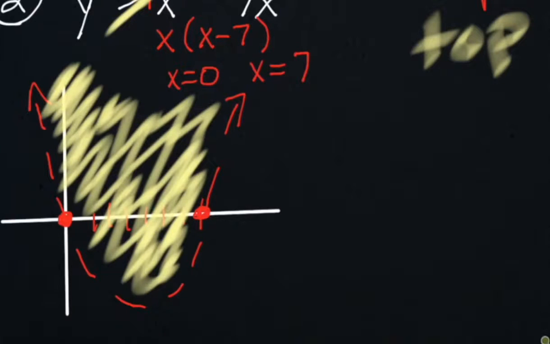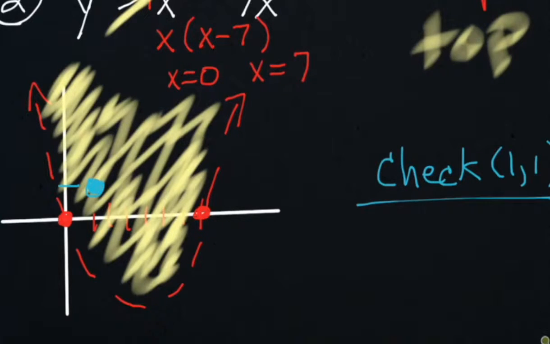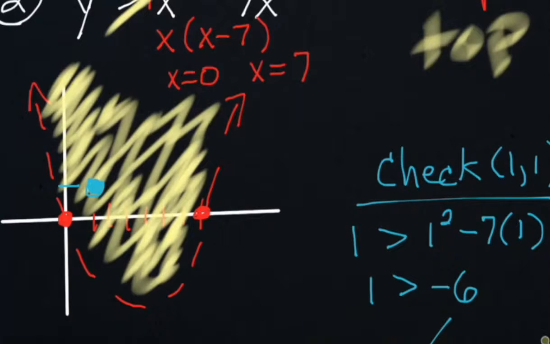Now let's check a point. Which point should we check? Well, 0, 0 is on the curve, so we don't want to pick that one. But let's pick one that's super easy. Let's try 1, 1, right there in the middle of the yellow. So plug in a 1 for y, greater than 1 squared minus 7 times 1. So is 1 greater than, that ends up being negative 6. Yes, that means I shaded in the correct spot because I picked a point in the shading and when I plugged it in it was true. We have to have the true condition when we pick a point in the shaded area.